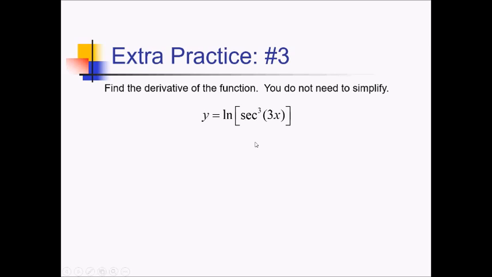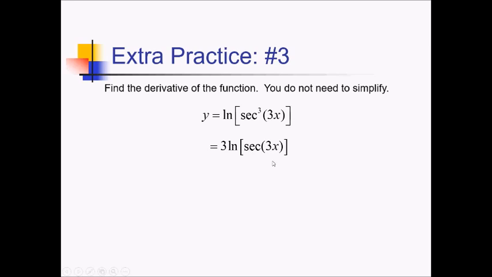Before I take a derivative on this one, I'm first going to simplify this using log rules. This stuff inside here is really secant of 3x, all of it raised to the third power. Since that's inside this ln, I can pop this exponent of 3 out in front. So this is really 3 ln secant of 3x.